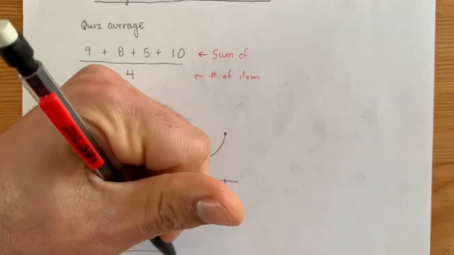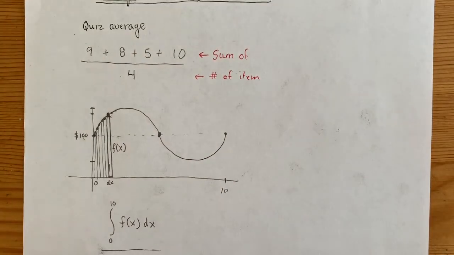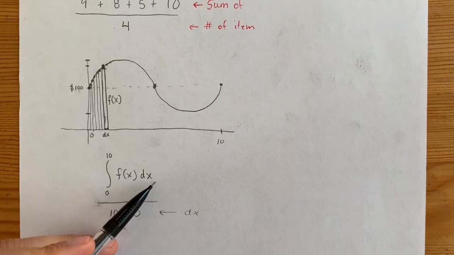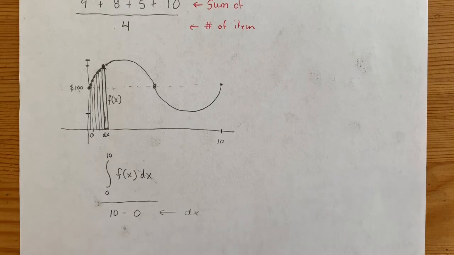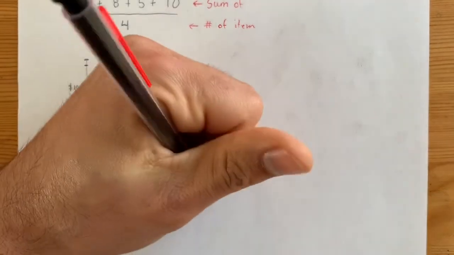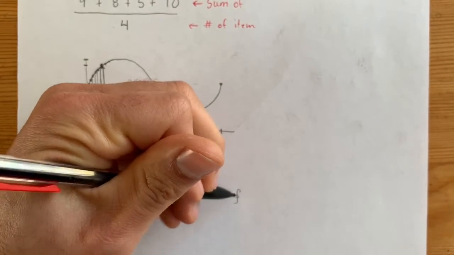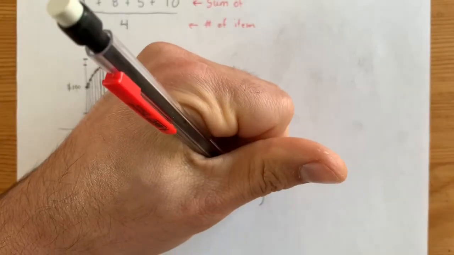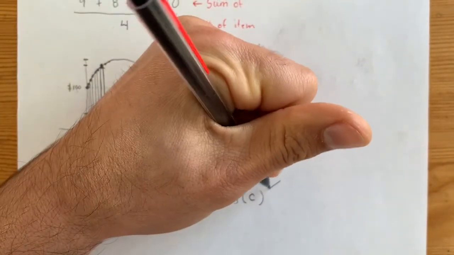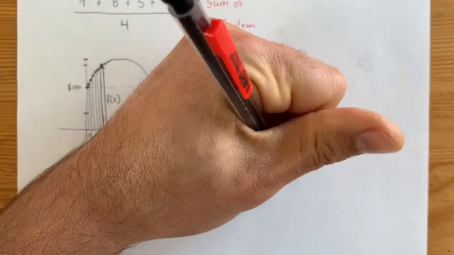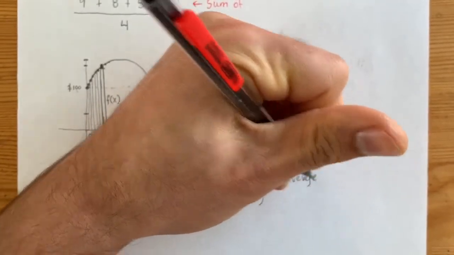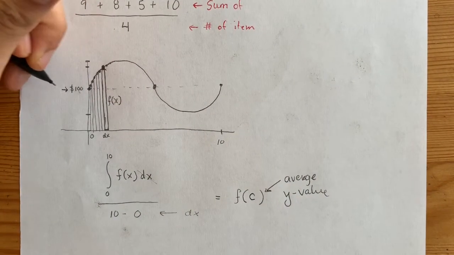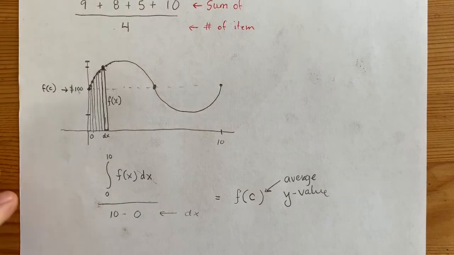And what this really represents is the change in x value here, which cancels out the dx information with this on the bottom, giving us a result of just a y value. And that y value would be f of something that's not x, because x could represent x in general, but this is a specific x value. We call it f of c. And this would be the average y value. So this value back here, the f of c, would then be 100.